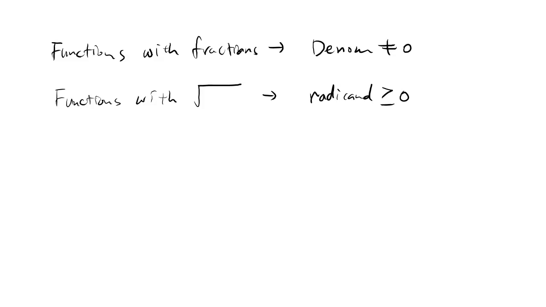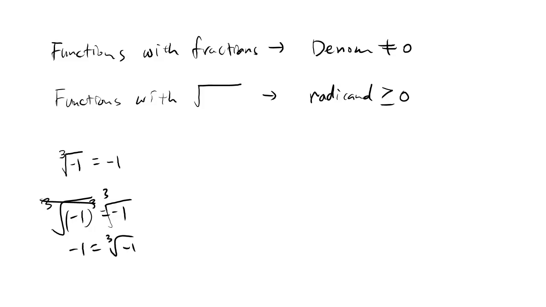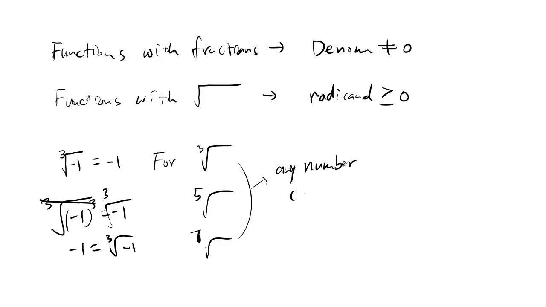Now, one additional thing I should note is that if you take the cube root of -1, this is perfectly fine because it's -1. Because if you take -1 to the cube, it is -1. So if you take the cube root of both sides, then this cancels and you get -1 equals the cube root of -1. So that's a perfectly fine answer. Therefore, for cube roots or any odd roots like 5th roots, 7th roots, any number can be plugged in.